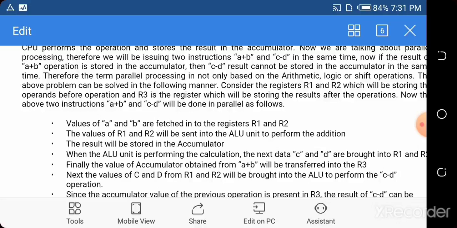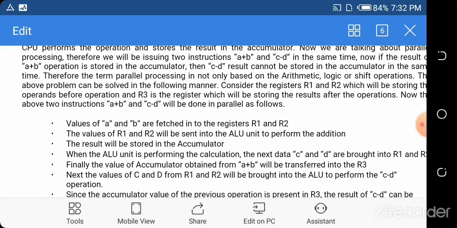into R1 and R2. It means here we see it was working in parallel. After completing one operation, it was completing another operation, right? See, the R1 and R2 values are null. The A plus B operation was completed. So the R1 and R2 registers are now in idle position. So we are fetching the C minus D operation, with C in the R1 register and D in the R2 register.